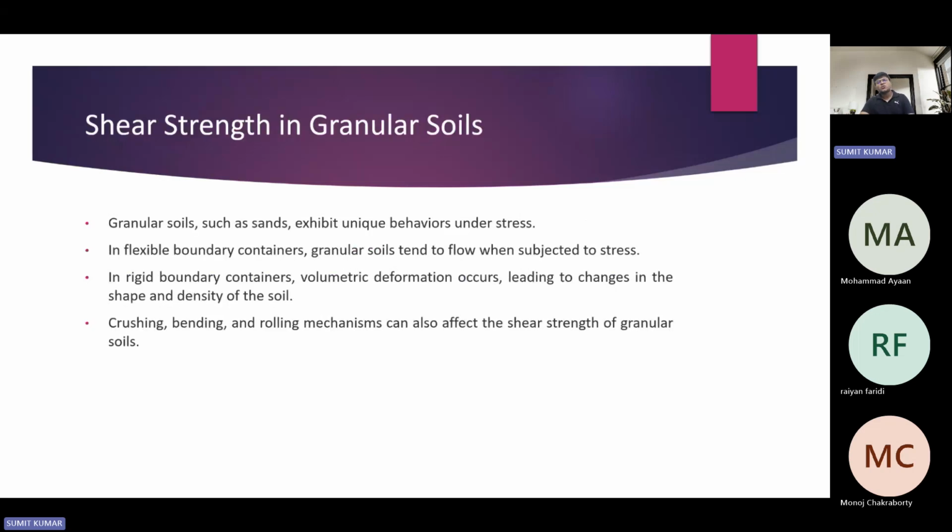Right. Now, talking about the shear strength in granular soil. One by one we will understand the shear strength in granular soil as well as cohesive soil, how it develops, how it acts.